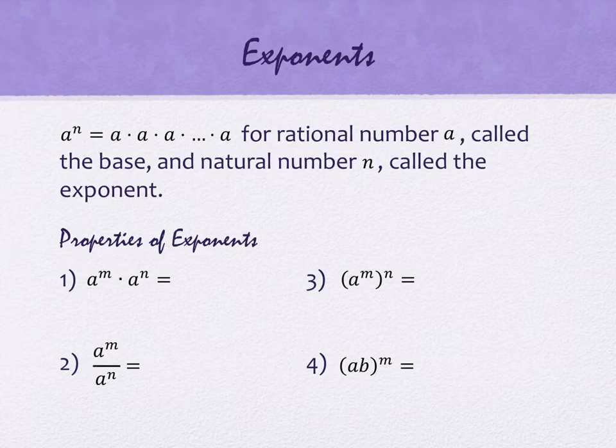So we've already looked at this particular definition of what an exponent is. If I have a to the n, this is a times a times a times a, all of this n times. For a rational number a, we call a the base, and the n is called the exponent.